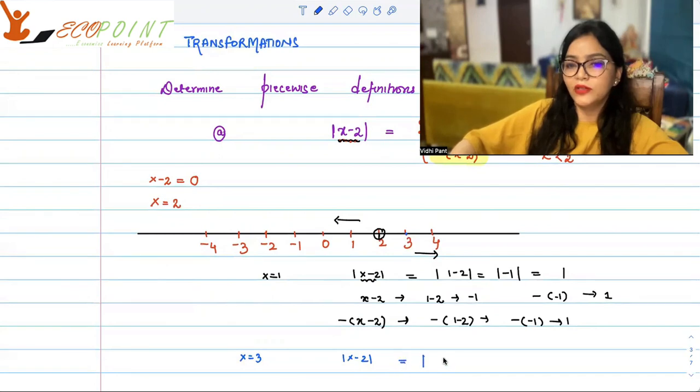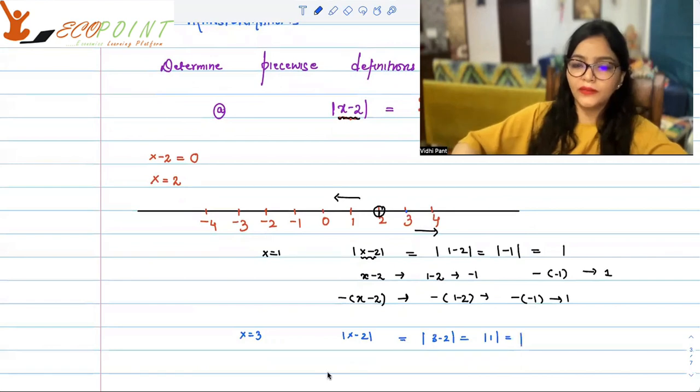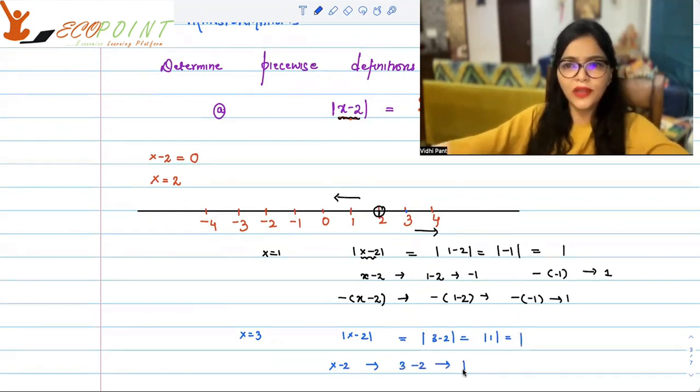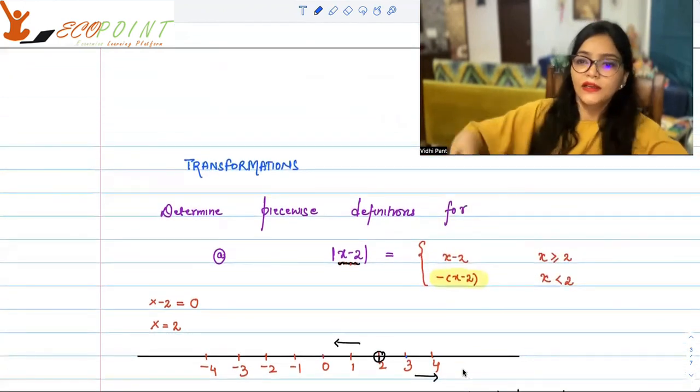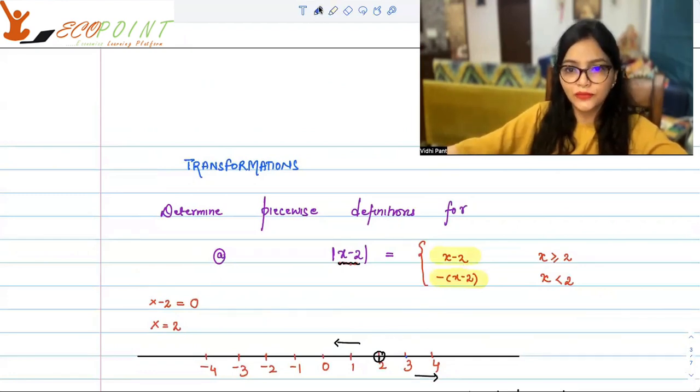That's going to be mod of 3 minus 2. That's going to be mod of 1, which will be just 1. Now, how am I getting 1? Well, if you just consider x minus 2 and your input is 3, 3 minus 2 is automatically giving you 1. You don't have to make any manipulations or any changes at all. You are just writing x minus 2, and that is why I said that when x is greater than or equal to 2, you will just get x minus 2.